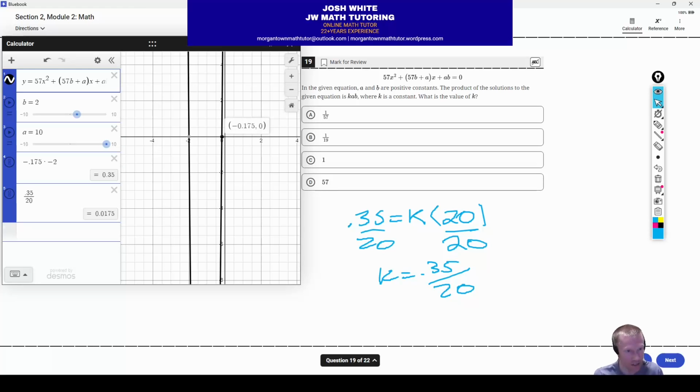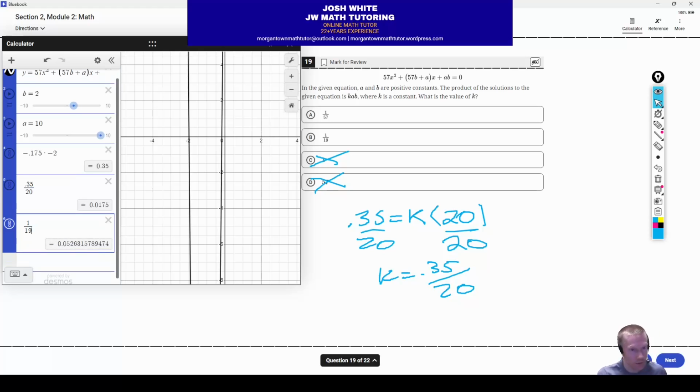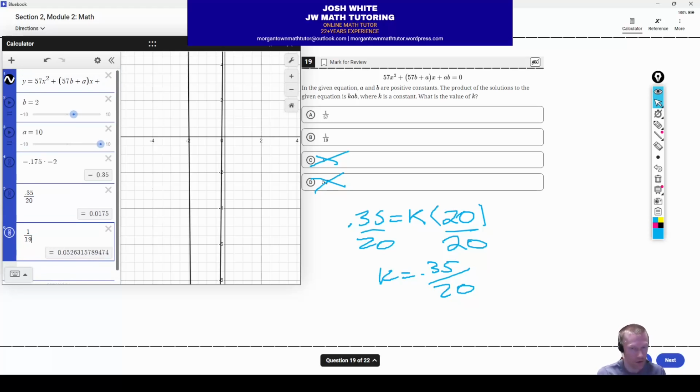I didn't extend it out with enough decimal places. But we can still look at these answers and figure out which one makes sense. It's obviously not 57, it's obviously not 1. Is 1 over 19 equal to this number? No, it's 0.0526 whatever. So obviously B is wrong. So by process of elimination, it's A.